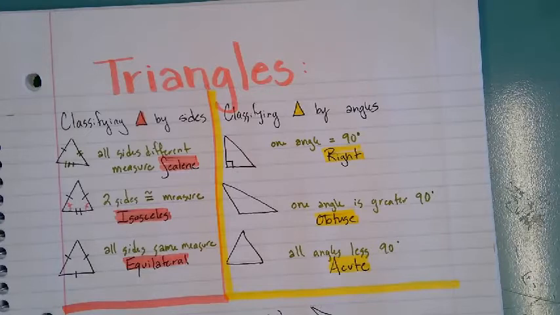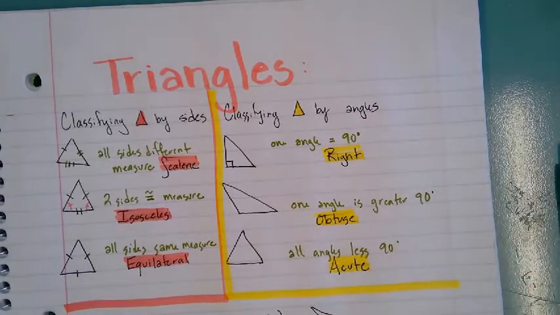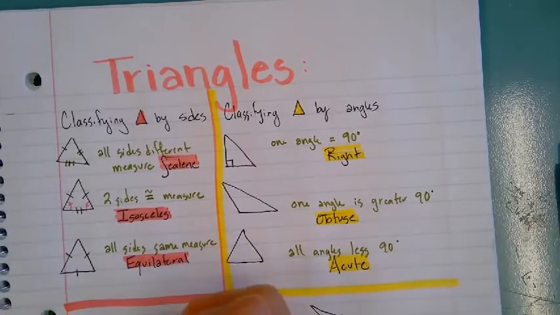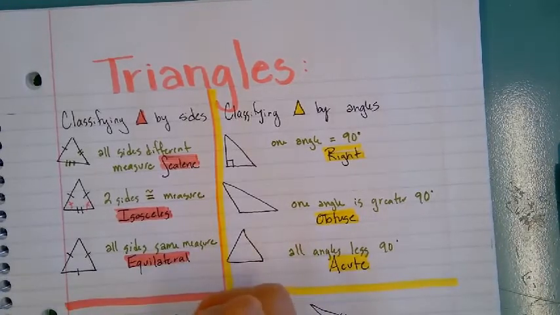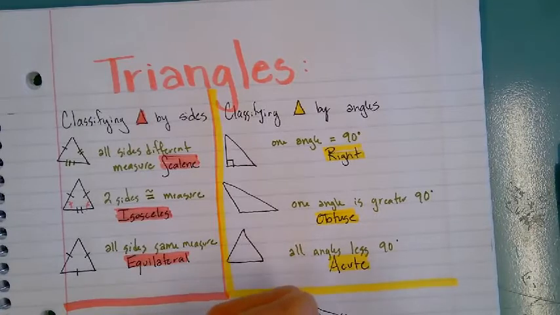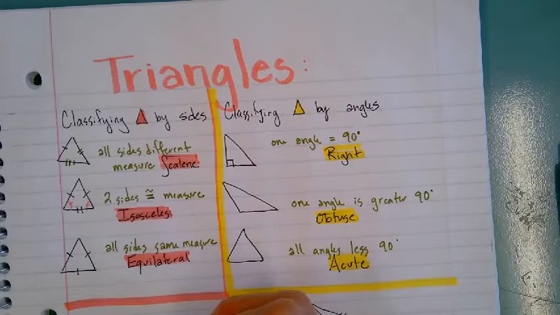Okay, so hopefully this is what you got for the first one. It's a 90-degree angle, so we're going to call this a right, and then actually 2 of the sides are the same, so that's a right isosceles triangle.